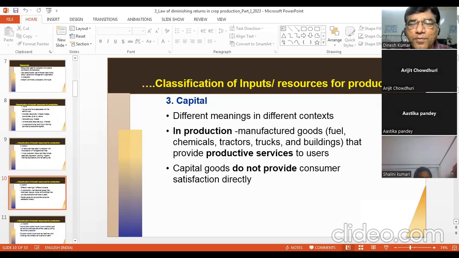Capital goods do not provide consumer satisfaction directly. They are involved in the process of production, but the consumer is not bothered about which tractor was used in the production, what kind of seed was used, what kind of fertilizers were used. Consumer is not interested in those capital items. So capital goods do not provide satisfaction directly.